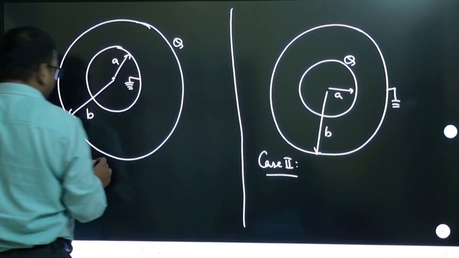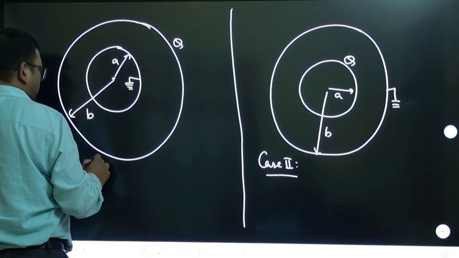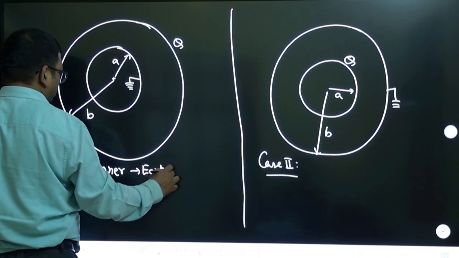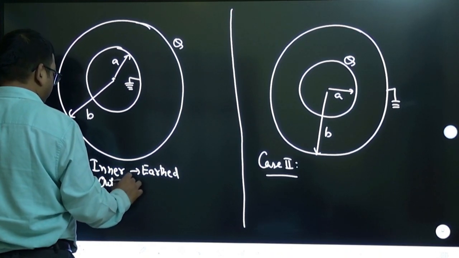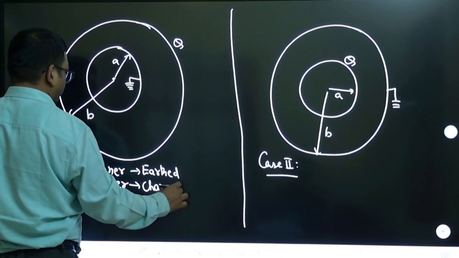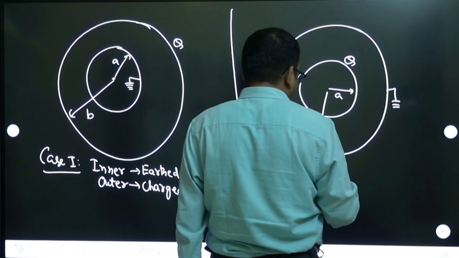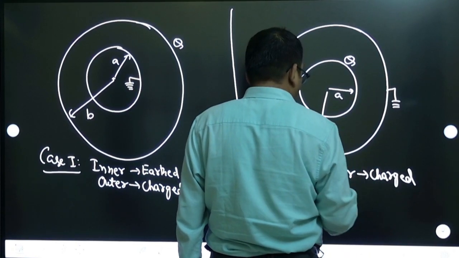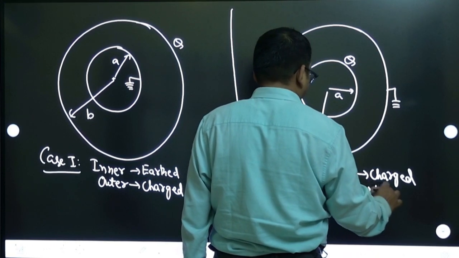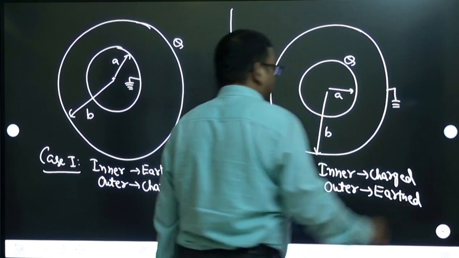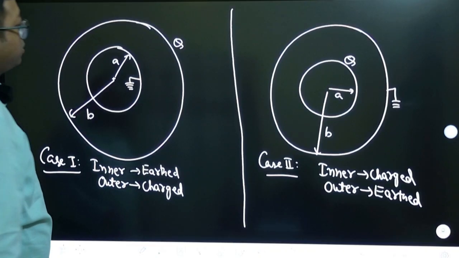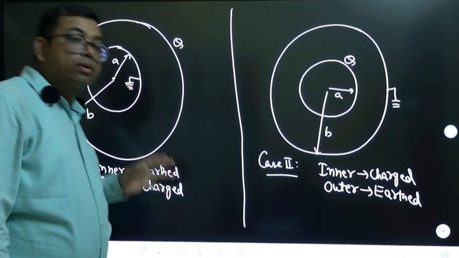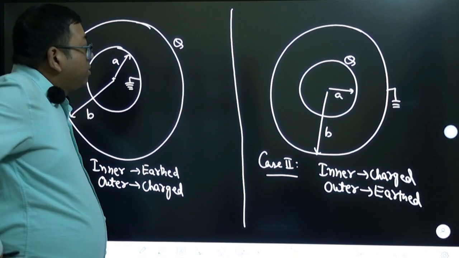So case 1 is: inner is earthed, and outer is charged. And here, inner is charged and outer is earthed, right? So these two cases I told how to calculate the capacitance of these two systems.